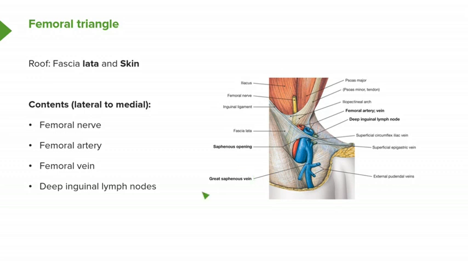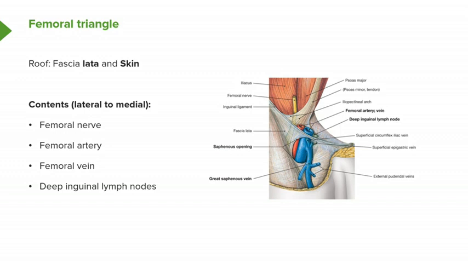Importantly, the roof is formed by the fascia lata. And here we can see the femoral vein, and we see an opening in the fascia lata here. And this opening is known as the saphenous opening, and this is how the medially positioned great saphenous vein can pass into the femoral vein. So we've got this opening here.